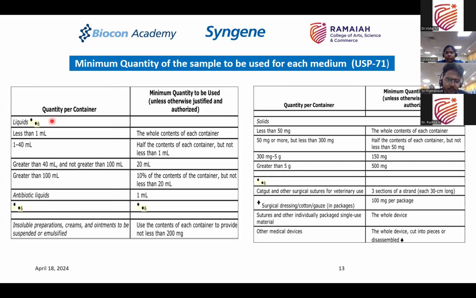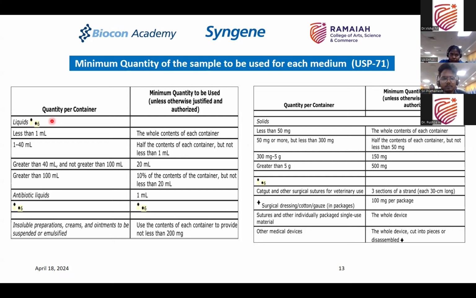If it is 1 to 40 ml, if that particular container has 1 to 40 ml of content, but not less than 1 ml has to be used. Greater than 40 ml, not greater than 100 ml, 20 ml of the sample. Greater than 100 ml, if the quantity in that particular sample is more than 100 ml, 10% of the content of the container, but not less than 20 ml, has to be used.